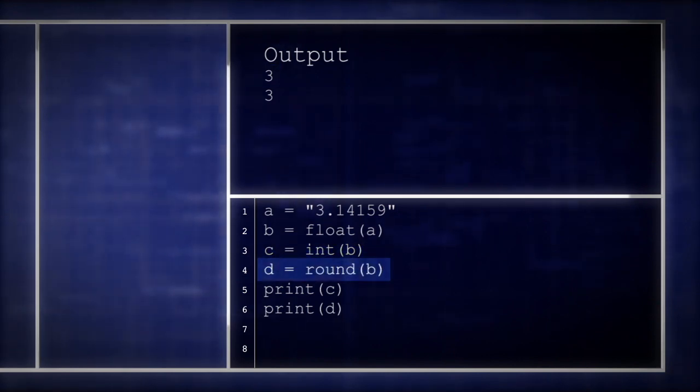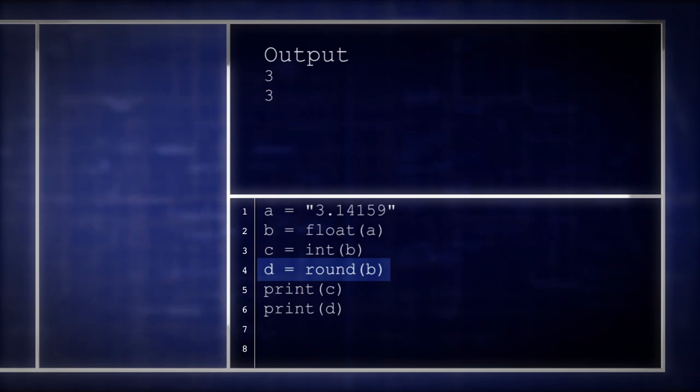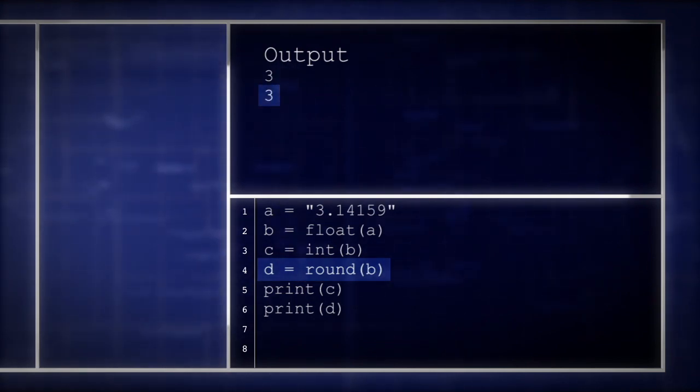Alternatively, we can write round parentheses and then the float to convert inside of those parentheses. In this case, we'll round up or down to get the integer closest to that floating point number.